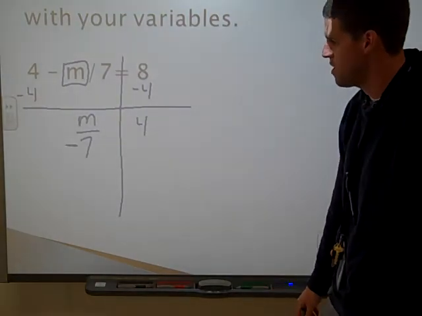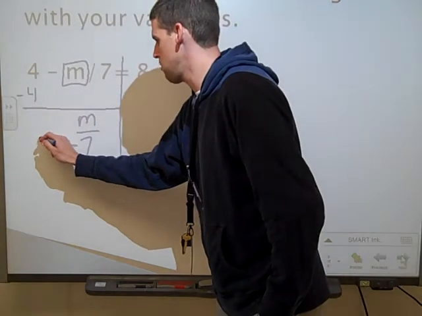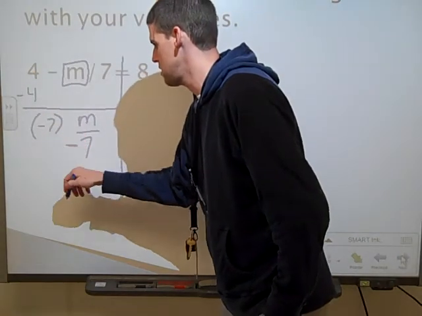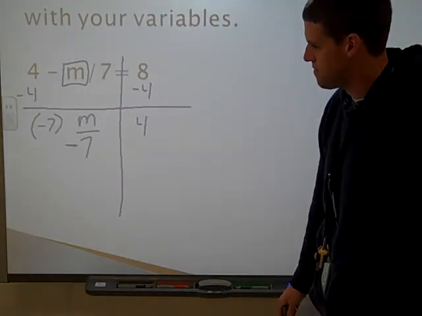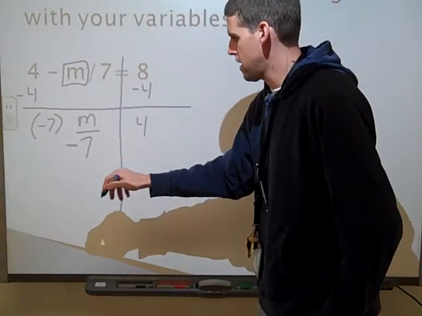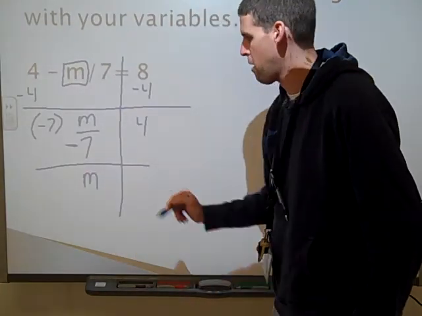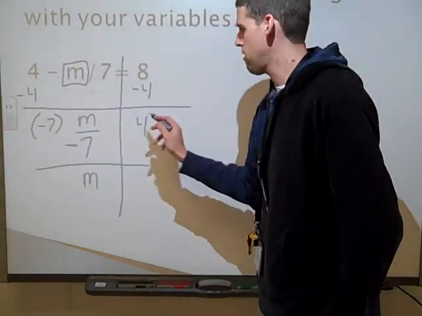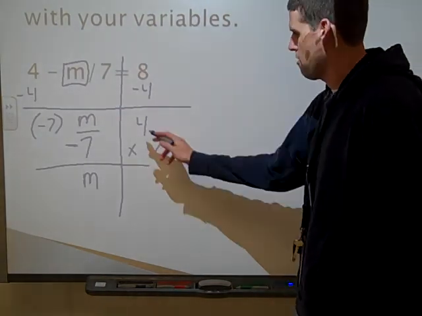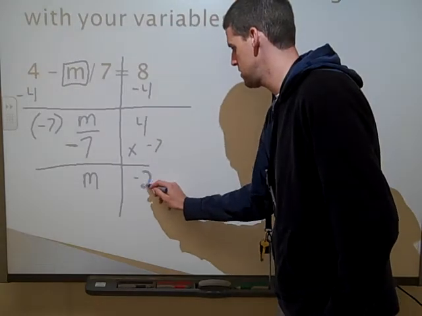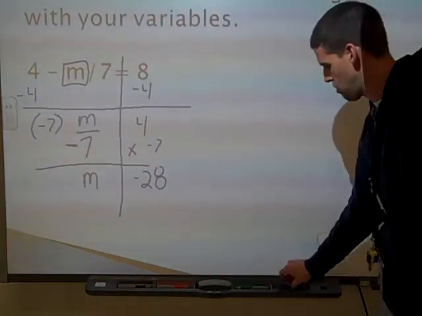Okay. Now it is a division, so I'm going to go ahead and multiply by the opposite. I'm going to go ahead and multiply it by negative 7. Okay? So a negative times a negative is going to be a positive. So that makes my m positive again. Whatever I do over here, I have to do over here also, so I'm multiplying by negative 7. 4 times negative 7 is negative 28. So m equals negative 28.